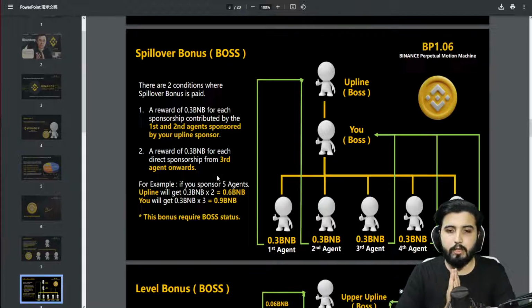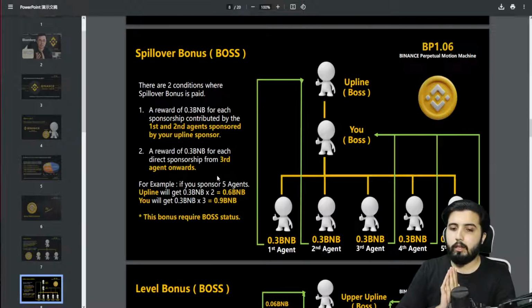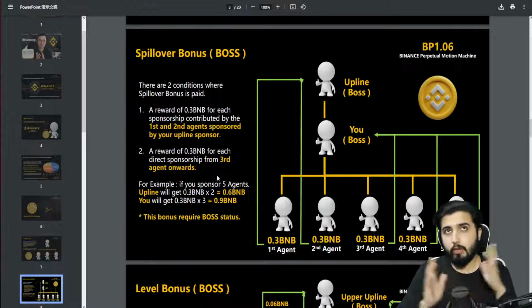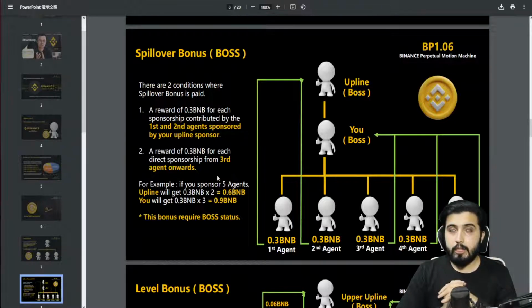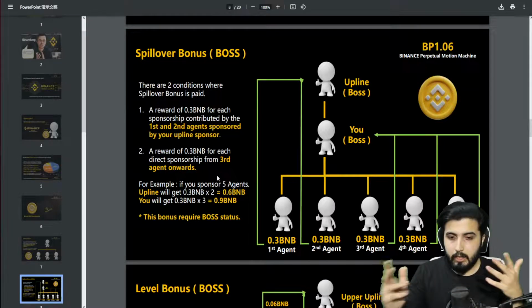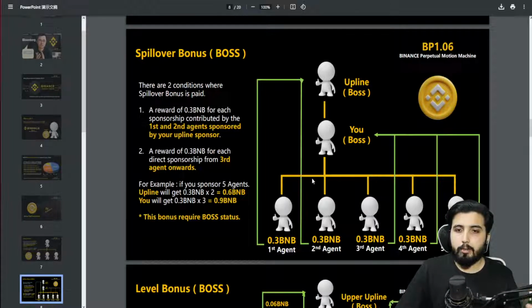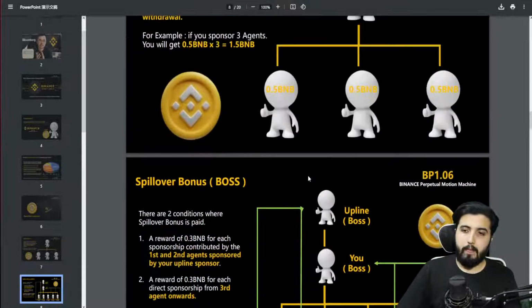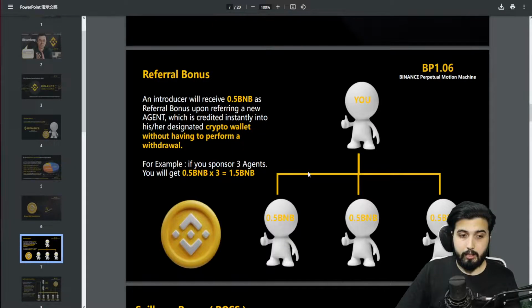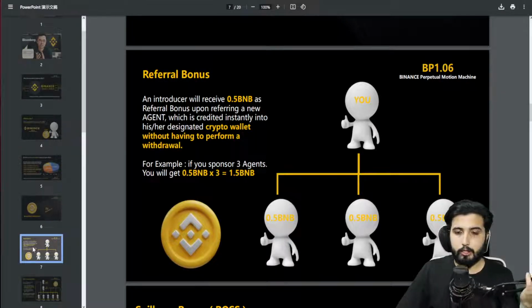Now, you might think that the 0.3 BNB spillover bonus is less than the referral bonus, because the referral bonus is 0.5, which is kind of true, but you get the spillover bonus when there are more people involved. So in a sense, you get more, if I'm not entirely wrong. Basically, this is the spillover bonus, and if you don't understand this, you can ask me in the comment section, and I'll be happy to respond to you.